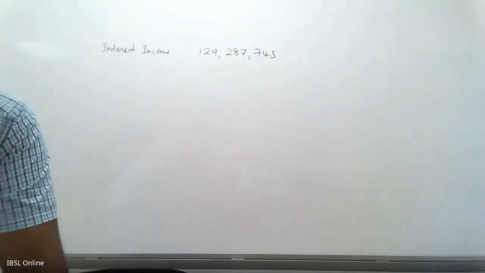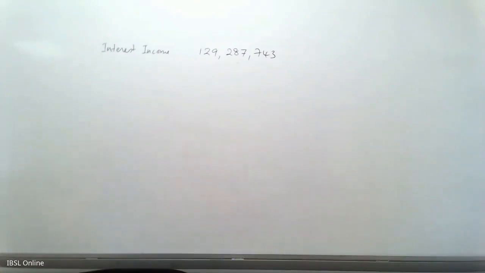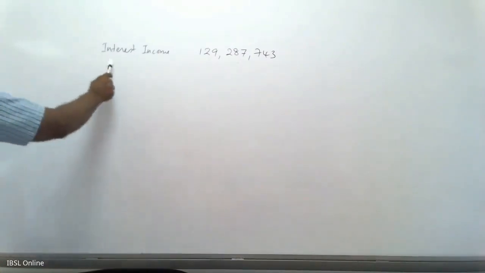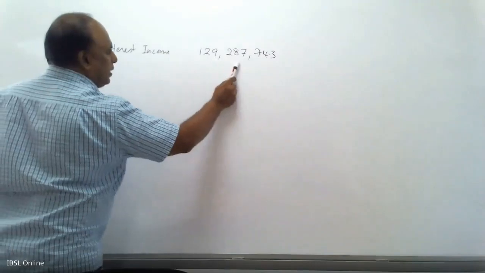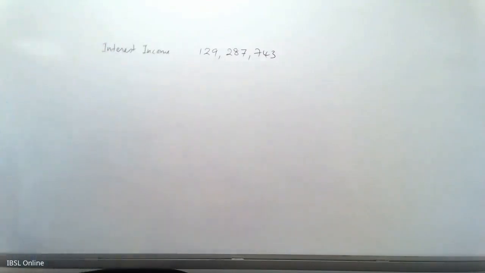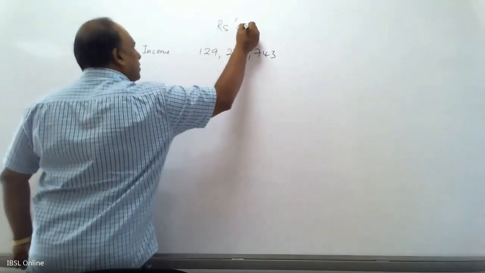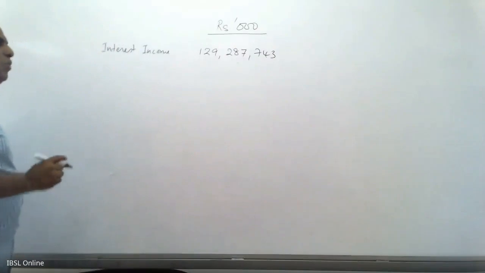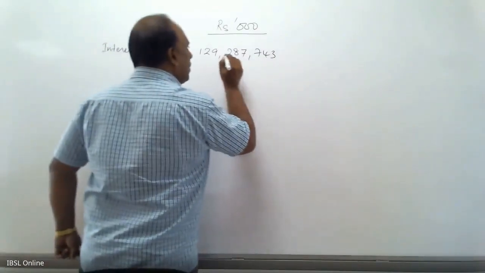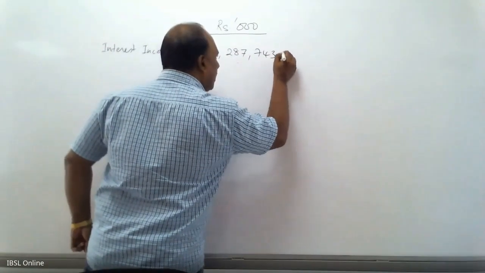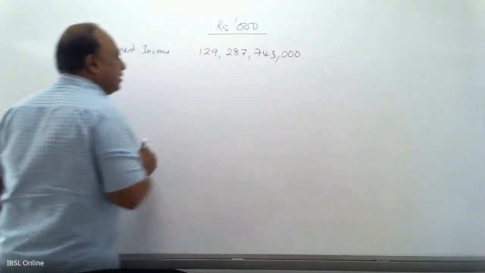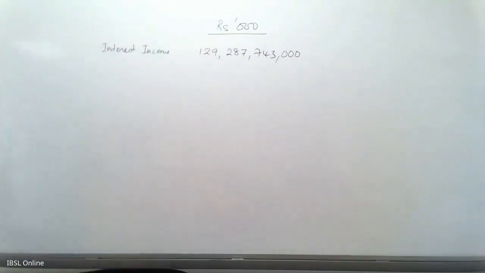Okay. So let's look at the board. Interest income is 129,287,743. So this is the amount which is given in rupees thousands. So what is the actual figure? The actual figure is 129,287,743, and there are three more zeros. Three more zeros.